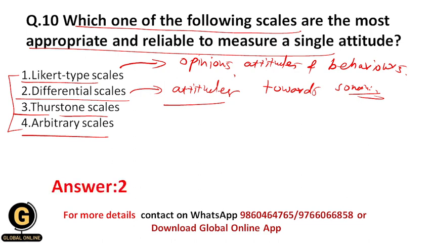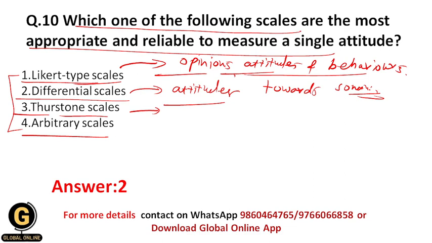That's why your correct answer should be 2, not Likert type scale, because Likert type scale is useful to measure opinions, attitudes, and behaviors. I mean to say all. But if you want to exactly measure a single attitude towards something, then obviously the most appropriate and reliable way is the differential scale. Now let us see what is the Thurstone scale.